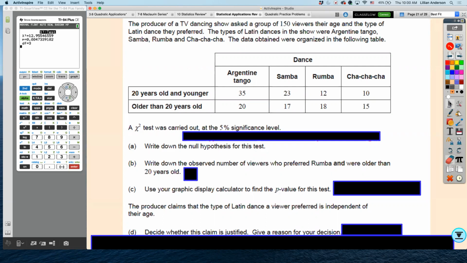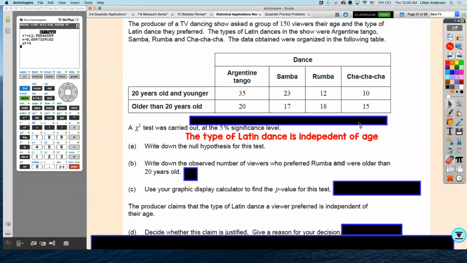What did you guys say? The Latin dance is independent of age. Very good. Age is your independent variable. Type of dance is your dependent variable. Perfect. Blank is independent of blank.